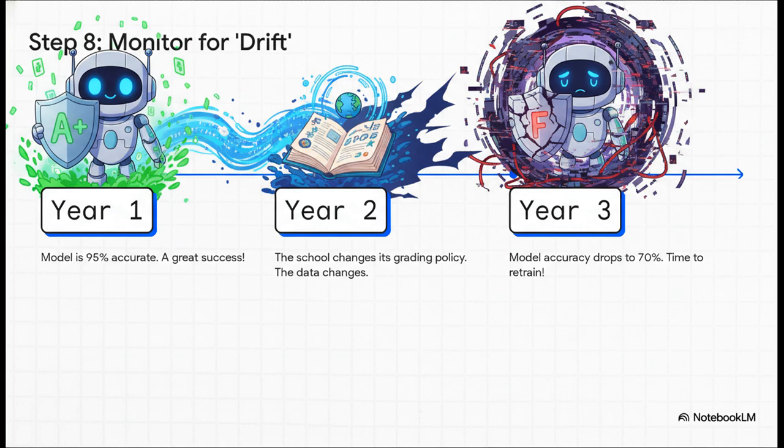So in year 1, our model is a huge success, 95% accurate. But then in year 2, the world changes. The school brings in a whole new grading policy. All of a sudden, the patterns our model learned are totally outdated. And look at year 3. Its accuracy has plummeted to 70%. This is what we call model drift.